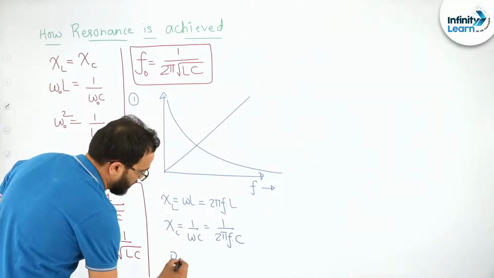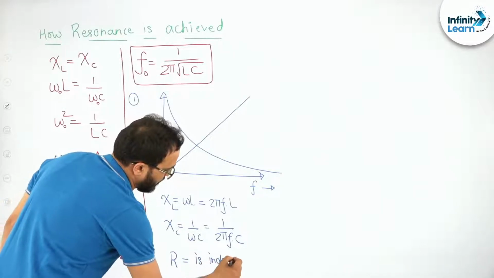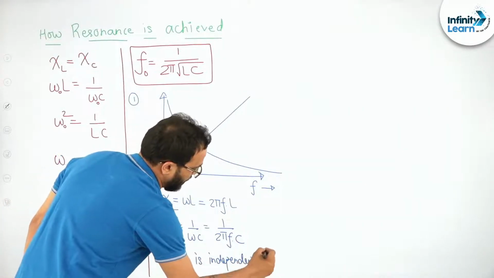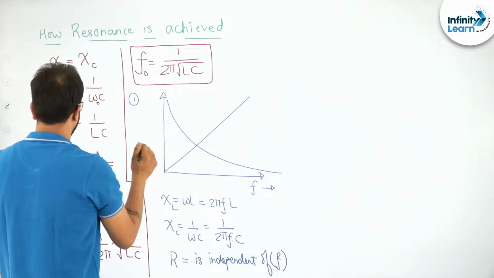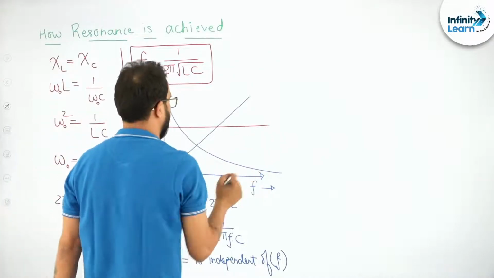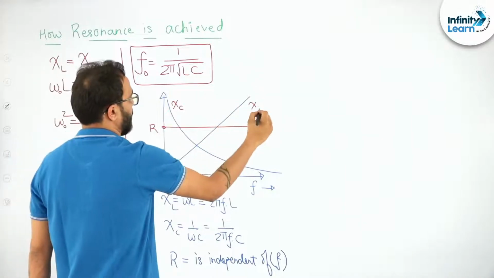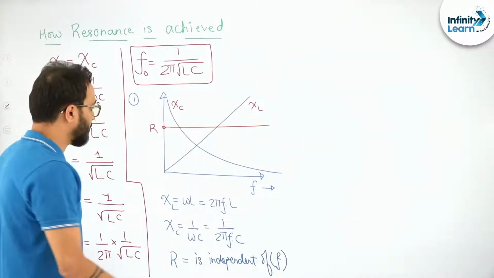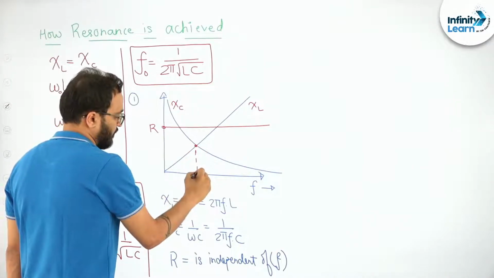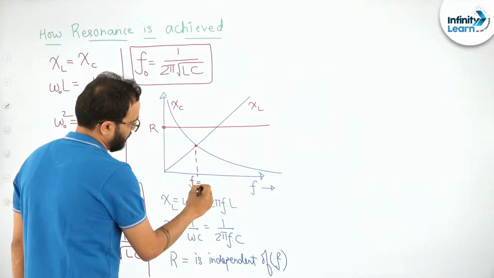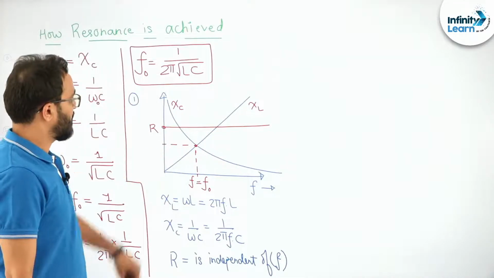Now what about resistance? Resistance is independent of frequency. So we can simply say resistance is this. Let's say resistance is higher. So this is your resistance, this is your XC, and this is your XL, variation with frequency, right. Now this is that particular point where the resonance occurs. Do you understand? So this is the point where the resonance occurs.